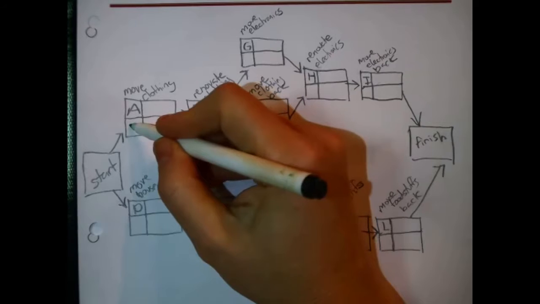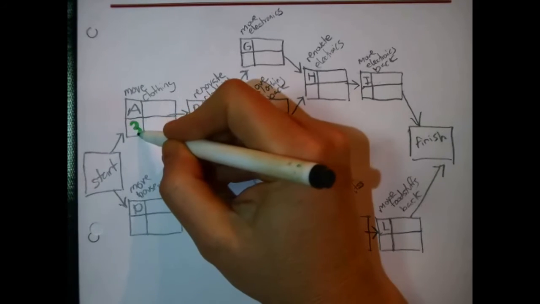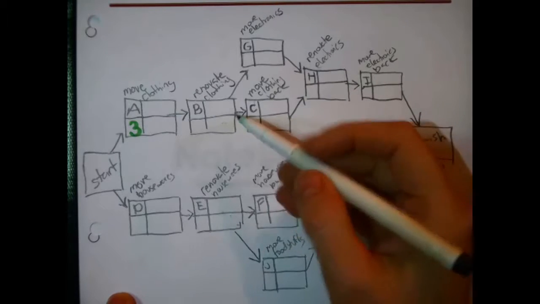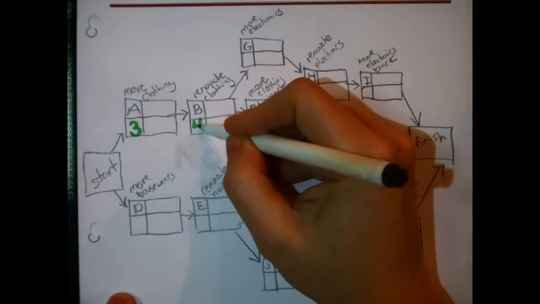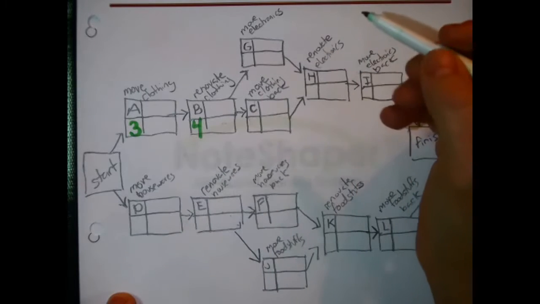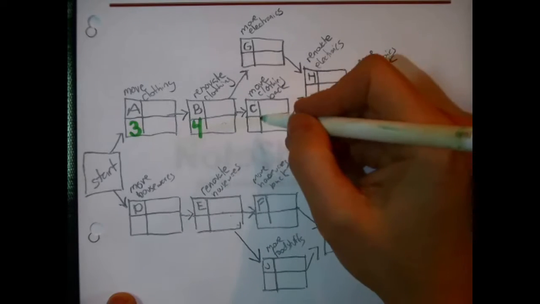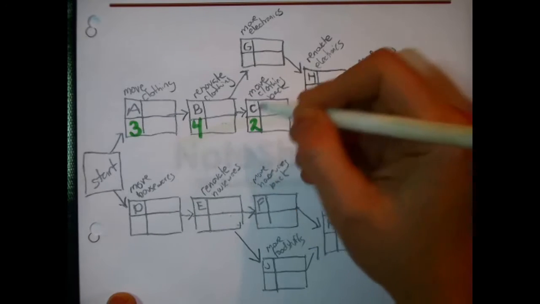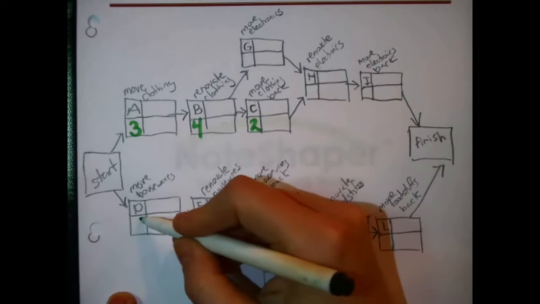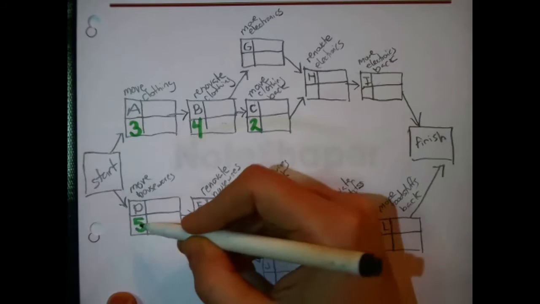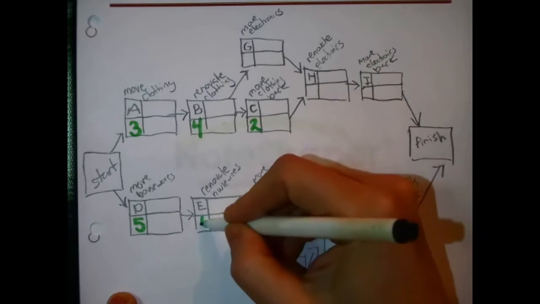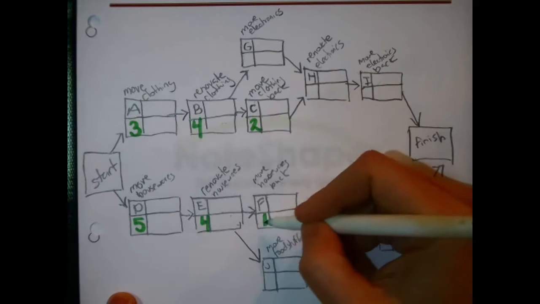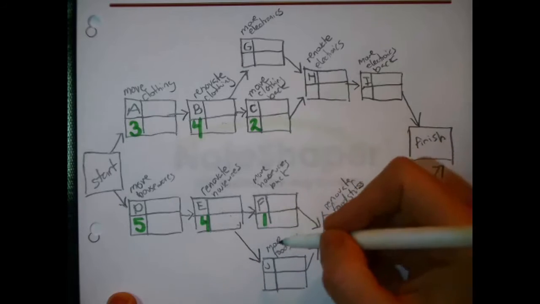For instance, moving the clothing out of the clothing area will take 3 days. I'm just noting that on the network. B, renovating the clothing area will take 4 days. I'm just copying it over from the problem. Let's see, returning the clothing to the clothing area will take 2 days. D is down here. D will take 5 days. E will take 4 days. F will take 1 day. G will take 3 days.